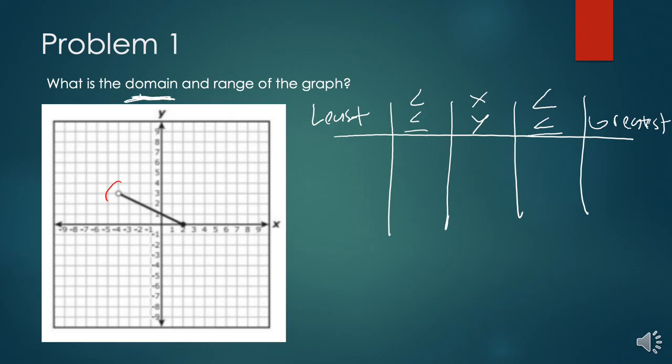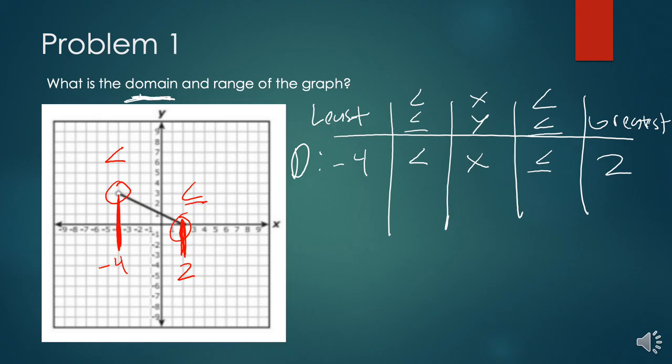So I'm going to use a different color here. First thing I see on my graph is that this is an open dot, so I'm going to use a regular less than. Now I notice that this is where my graph ends on the left. On the left side, on the x-axis, I have -4. I'm going to go to the right side. I see a closed dot, so that's less than or equal to. And it's closed off on the right side at 2. So now I could fill in my domain. For my domain, it is -4 less than x less than or equal to 2, because I'm bounded on both sides.